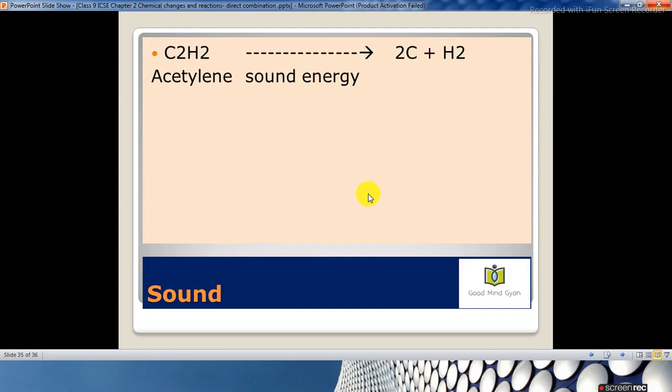Now next is sound energy. Acetylene, the formula is C2H2. When acetylene is taken, sound energy speeds up the reacting molecules, atoms or ions, causing a reaction to occur. So what will you get here? You are going to get carbon and hydrogen.